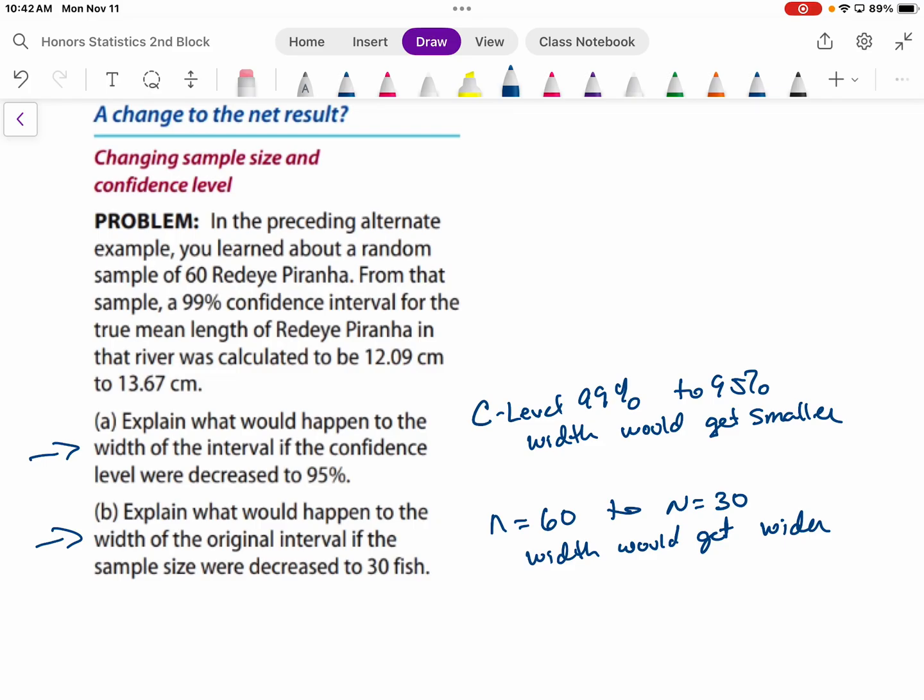All right, did you say something along these lines? If I drop in confidence level, I get a smaller width. The width would be more narrow. Sample size, if I decrease my sample size, it actually gets wider.